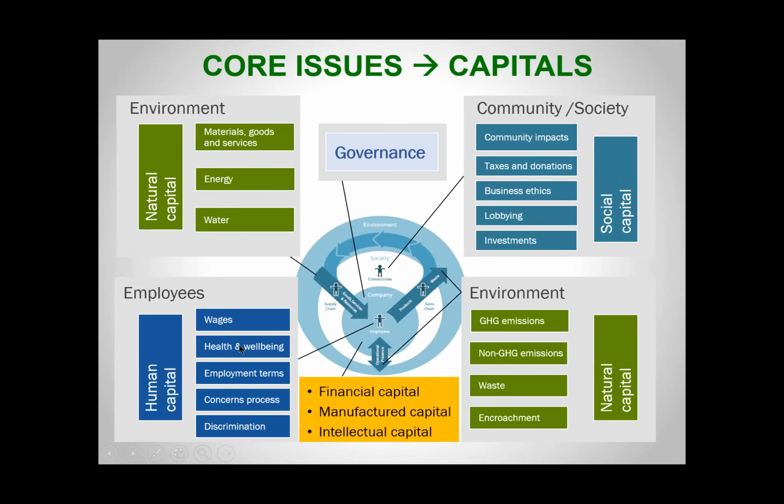So if we can figure out how we're doing on these things, we can use that as a composite score for how we're doing on human capital. If we can figure out the scores on the core issues, we can use those scores as proxies for how we're doing on the other issues.